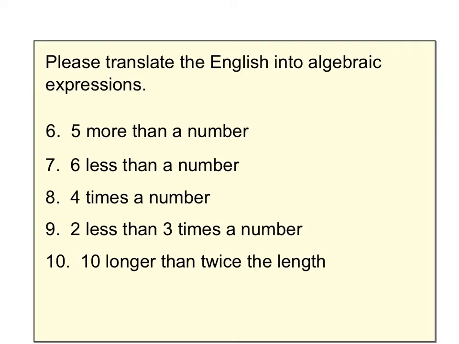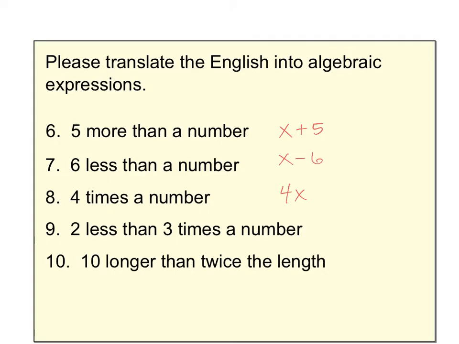Number 6, 5 more than a number. So I did x plus 5. That would be 5 more than some number. Number 7, 6 less than a number. So I did some number, take away 6. This would be 6 less than that number. 4 times a number, 4x. And really you can use any letter. Maybe some of you used n for number.